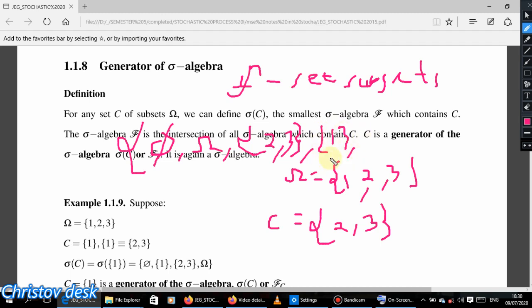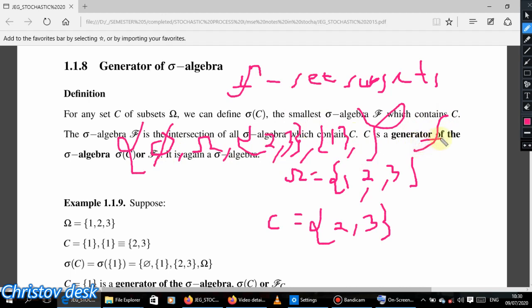And then you look at the intersection. When you intersect this and that, you get the empty set, so that is okay. When you union this and that, you get this set, that is okay. When you intersect this and that, you get the empty set, that is okay. What else? The complement of {1} is {2, 3}. When you look at this, it's complete. The complements and the unions, everything is inside, so it is closed. So we call this set a sigma algebra.